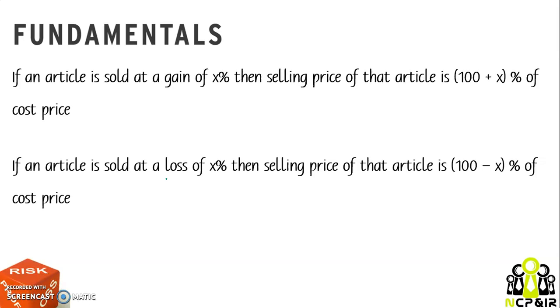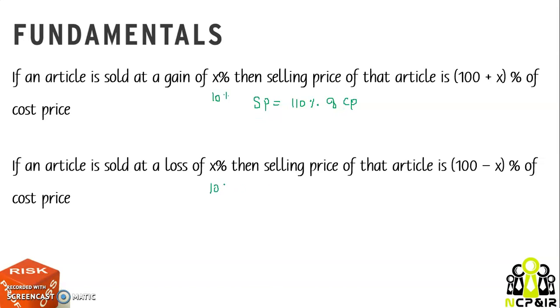These two statements are very important. If you are thorough with these two concepts, then you need not remember any formula to solve the problems. If an article is sold at a gain of X percentage, then the selling price of the article is 100 plus X percentage of the cost price. For example, if an article is sold at a gain of 10 percentage, then the selling price is equal to 100 plus 10, 110 percentage of the cost price. If you are able to write a statement like this.